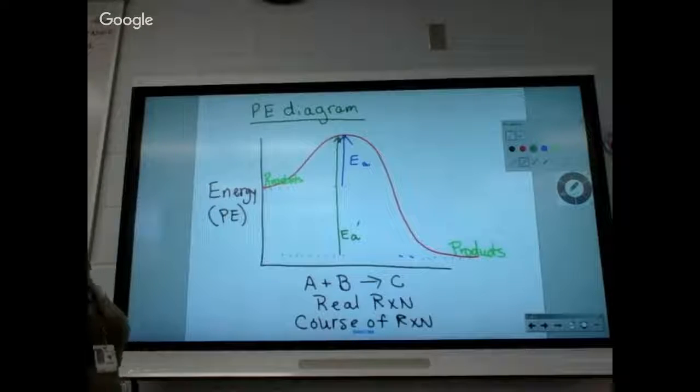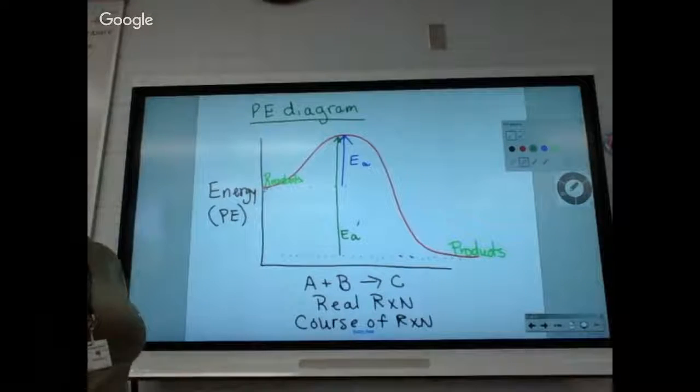Did it start at the bottom? Hmm? Did the potential energy start at the bottom? What, down here? Yeah. Nah.